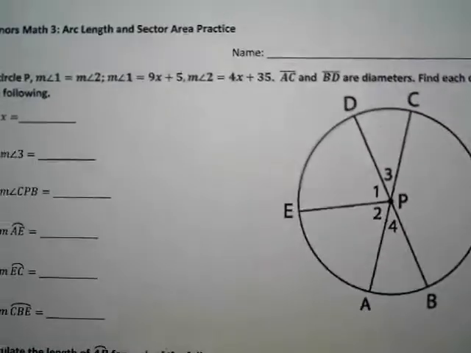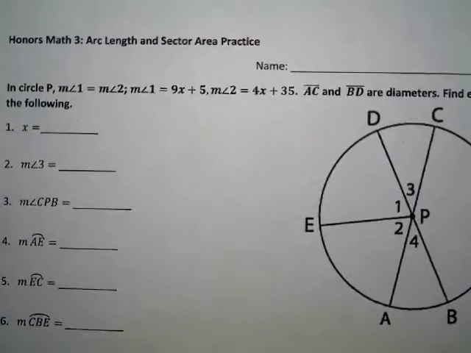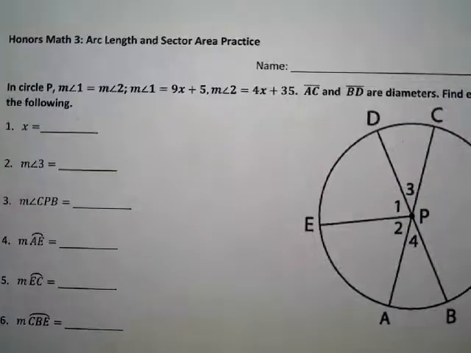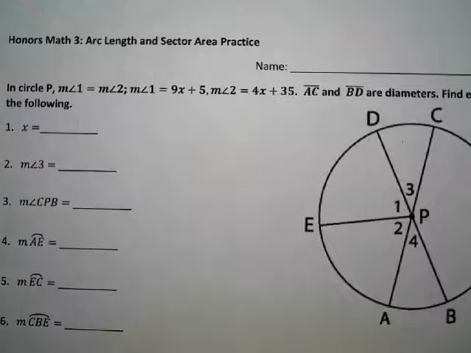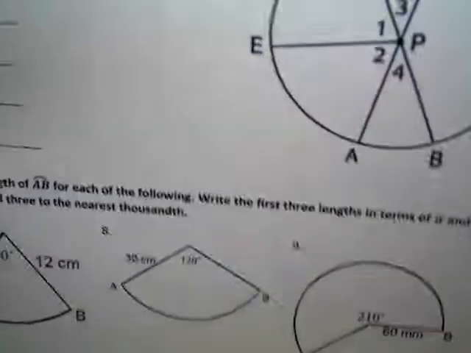This first little section acts almost like a warm-up and is kind of review. So 1 through 6 is not necessarily arc length and sector area. That is kind of a review using the idea of central angles and arcs and things like that. So 1 through 6 is old stuff from before today. Let's move down to 7 through 12.